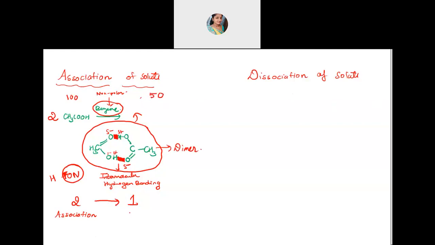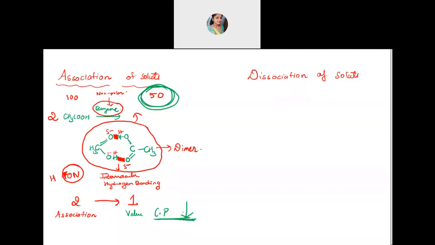So what will happen to the colligative property value if there is association? That value of colligative property will decrease. As you can see, initially we had 100 molecules, so we would do the calculation theoretically for 100 molecules. But now in the solution they are combining with one another, so the number of solute particles gets reduced to 50. If the number decreases, the colligative property value also will decrease.